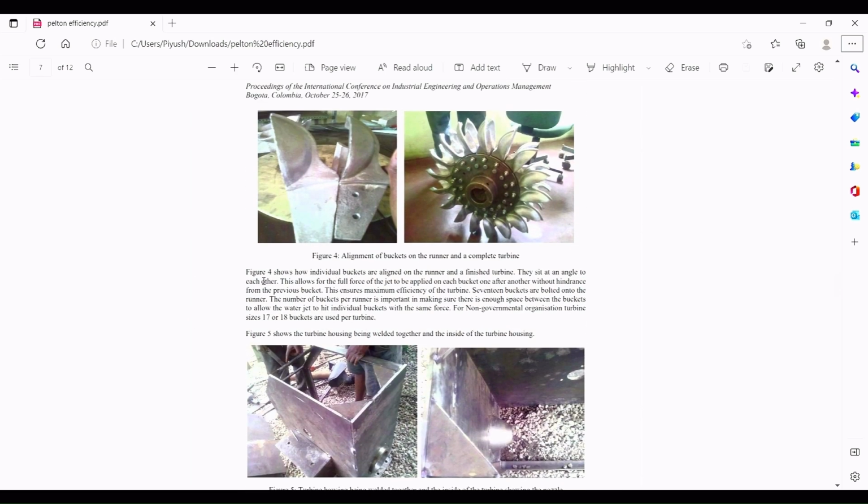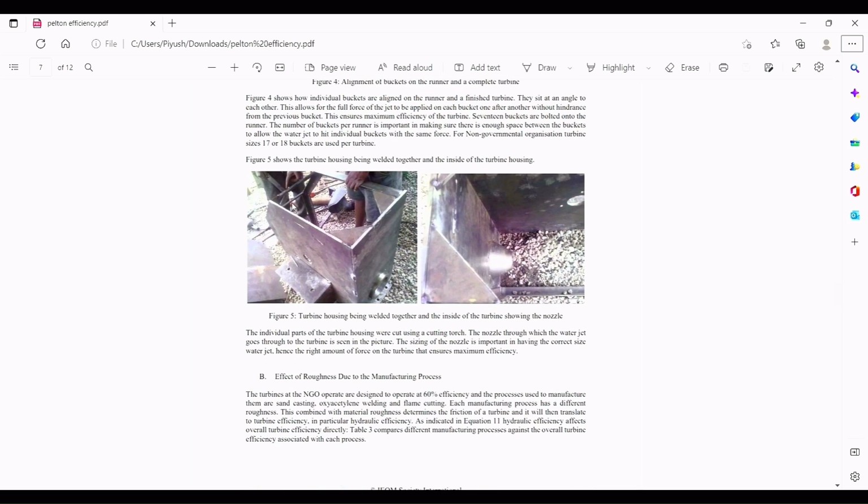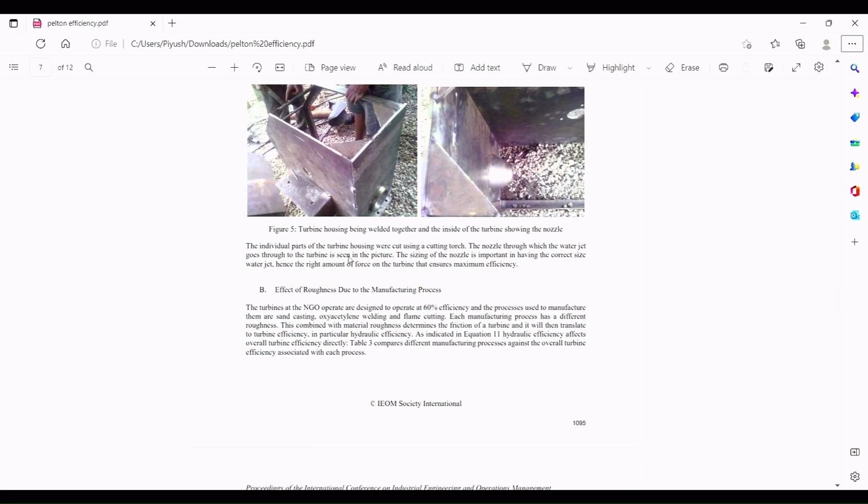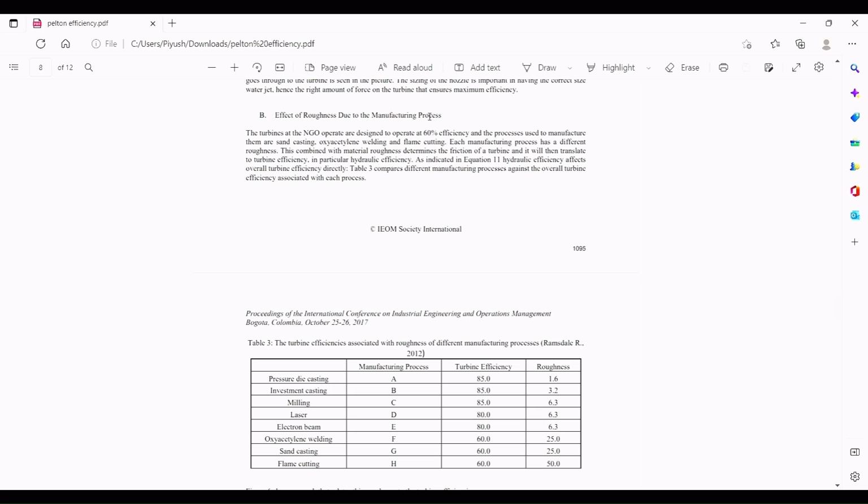Figure 4 shows the perfect alignment, number of buckets and the angle as well as the distance between the buckets providing no disturbance to each other. Figure number 5 shows the housing in which each panel is cut with cutting torch improving the accuracy. The effect of roughness due to the manufacturing processes. Each manufacturing process has different roughness. This combined with material roughness determines the friction of a turbine, and it will then translate to turbine efficiency, in particular hydraulic efficiency.